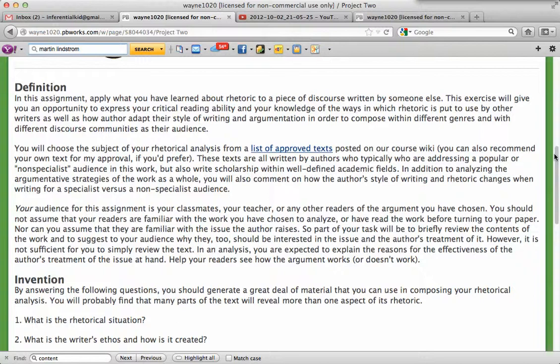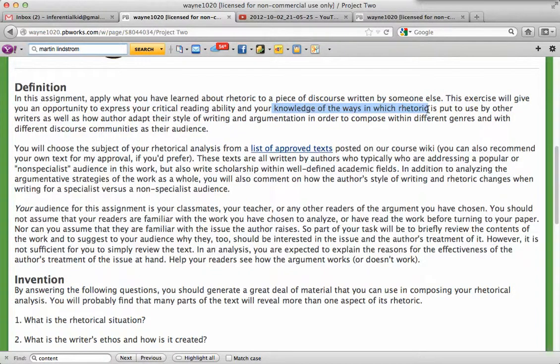So if the idea of doing that kind of analysis is a little confusing to you right now, don't worry. Most generally, you're going to be applying what we're going to learn about rhetoric over the next couple of weeks to a piece of discourse written by someone else. And that exercise is going to be a chance for you to show me what you've learned from our readings of the next couple of weeks, we haven't done these yet, and how you can apply them to a particular text.